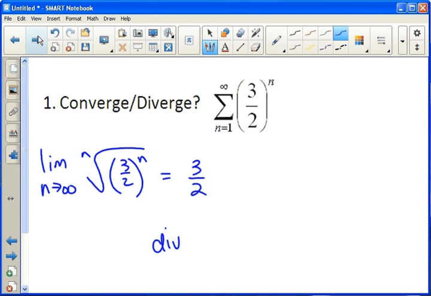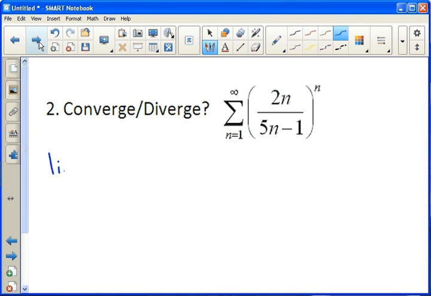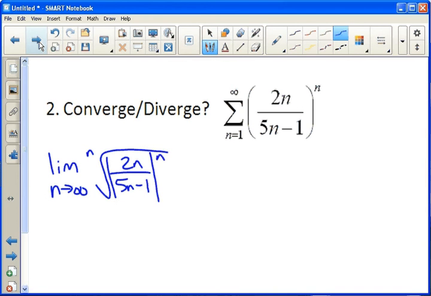Okay, so again we get the limit as n approaches infinity of the nth root. This one you also do the absolute value in case it comes up. The nth root cancels out the n, or the nth power that is, so this cancels out this, leaving us 2n over 5n minus 1. The powers are the same, so our answer is 2/5. And since that is less than 1, that means we converge.